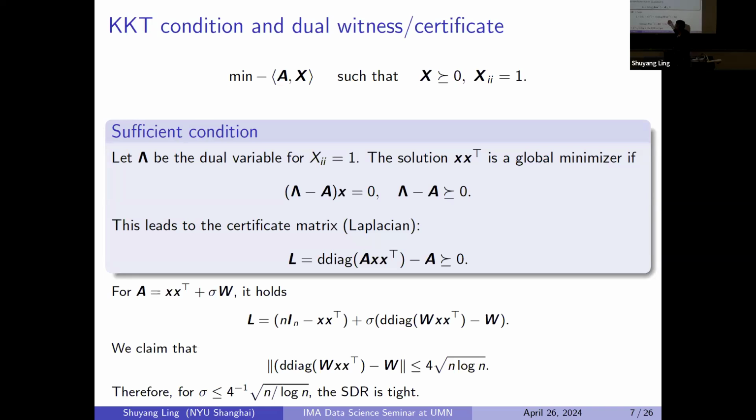This matrix, sometimes I call it the Laplacian because it looks like a diagonal matrix minus the adjacency matrix in a Laplacian. It can be written down as two parts. The first part is deterministic. The second part is a random matrix, since W is a Gaussian random matrix. And if I want to show when this matrix is positive semidefinite, I basically just need to ensure the following is true.